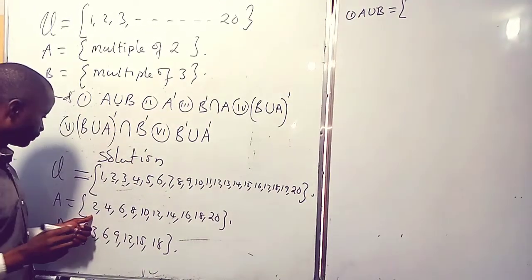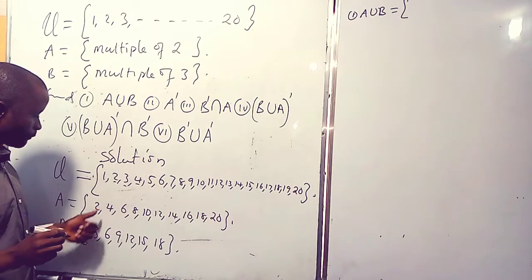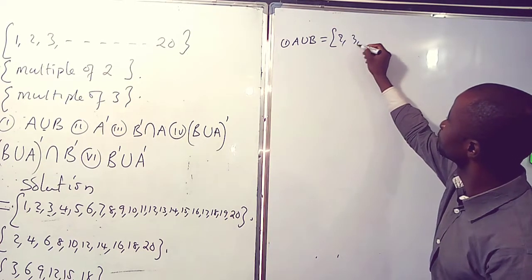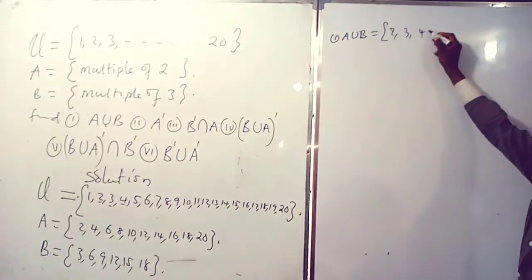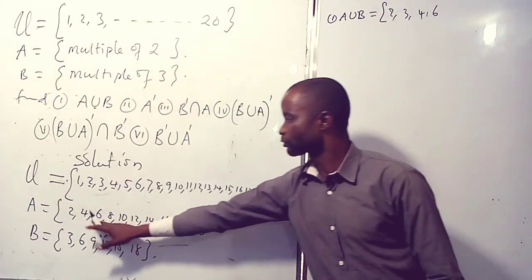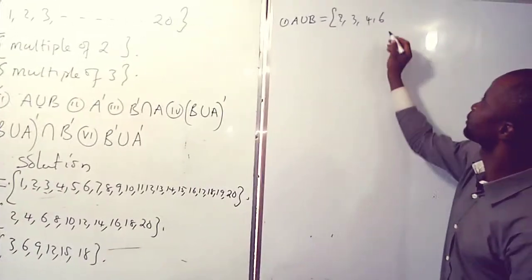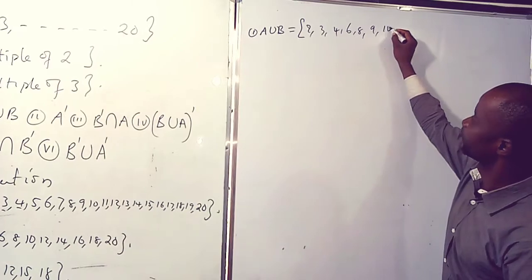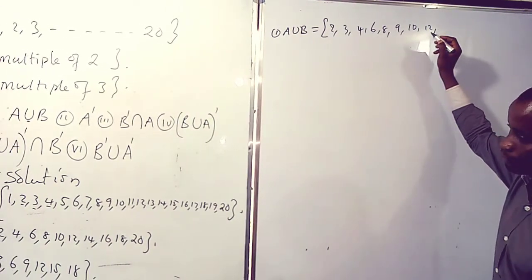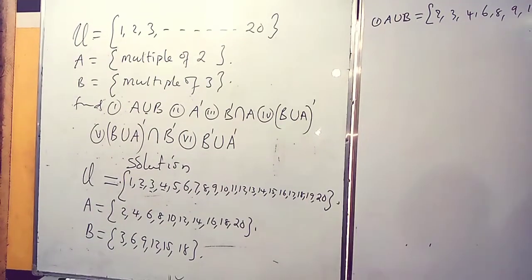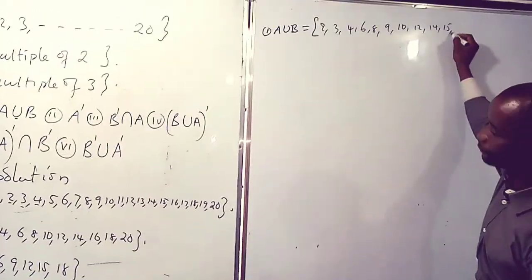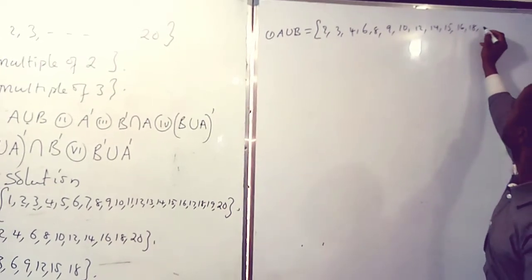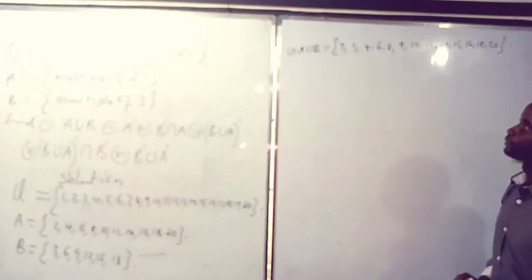We have 2, 3, 4. And then we have 6. We have 6 in both subsets, so we pick it once. Then you pick 8, 9, and then we have 10, 12, and then we have 14, 15. And then we have 16, 18, and 20. That's A union B.